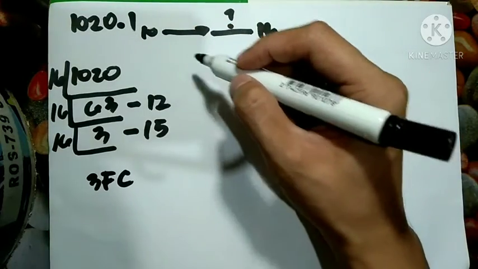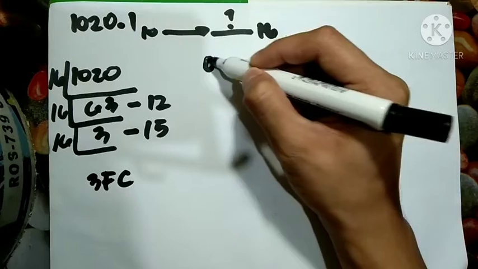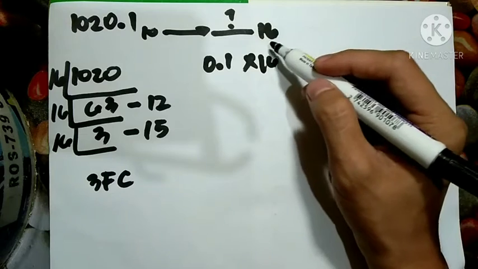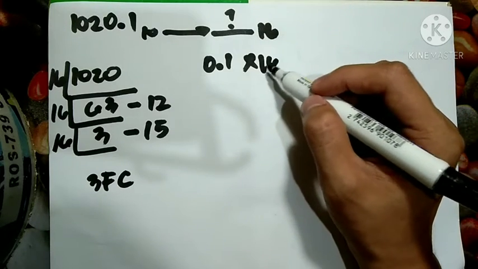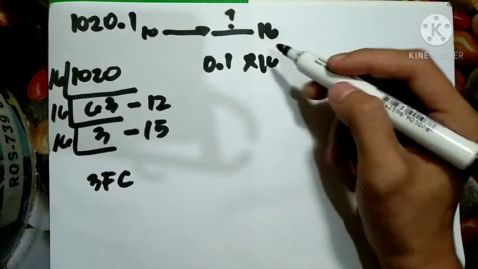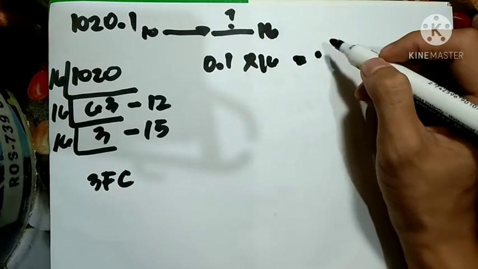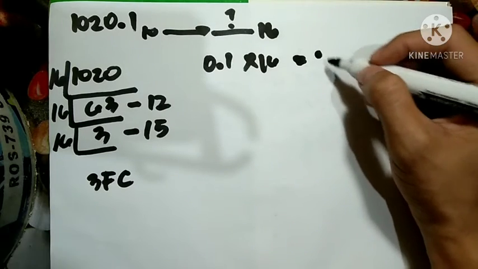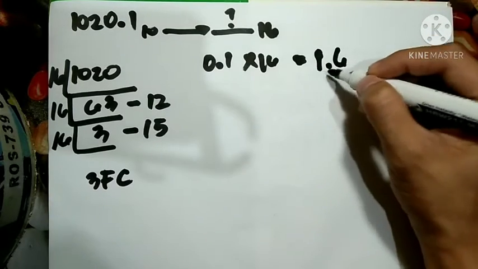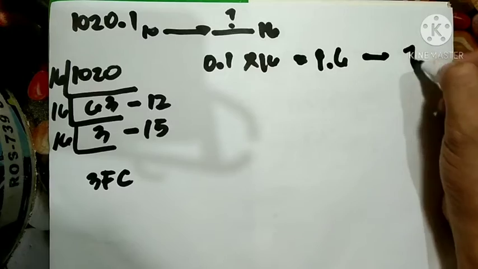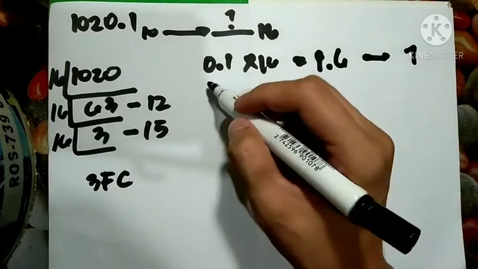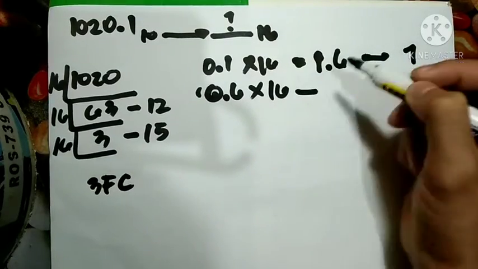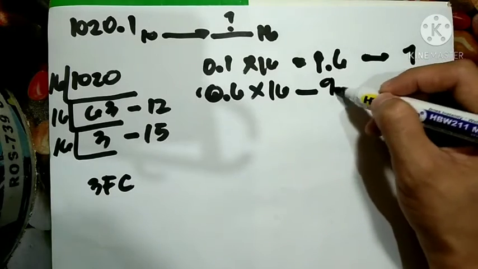Then let's go to the fraction part, the 0.1. Let's multiply it by 16. We need to multiply it by 16 because our answer must be in base 16. So 0.1 times 16 is equal to 1.6. Let's separate again the integer part, the 1. Then multiply the fraction part by 16. Our answer is 9.6.